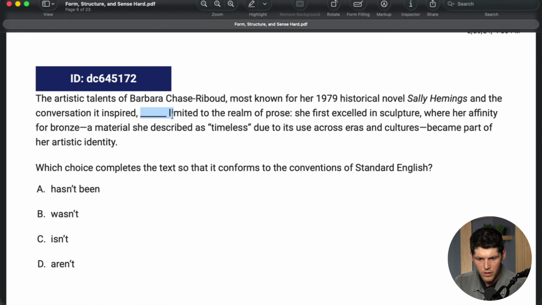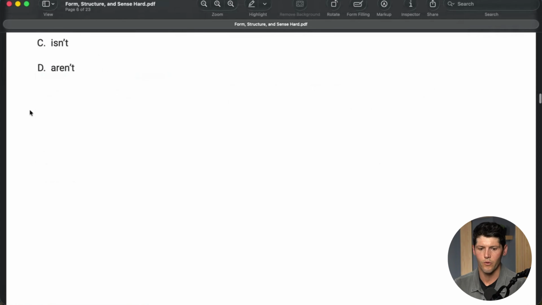First of all, Barbara, or her historic novel, or Sally Hemings, the conversation it inspired up here. All of these things stand in between the actual subject, which is the artistic talents, and the verb, which is aren't. So if you do all of that, it's much, much harder. But if you just simply say, I'm going to go check if we have a type 1, then you're good to go. Okay, let's see if we can find a type 2. And indeed, we do have one here.